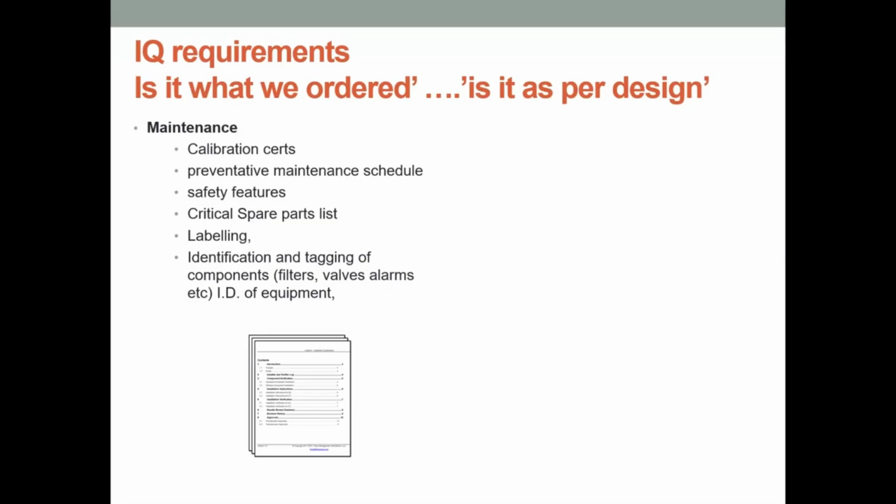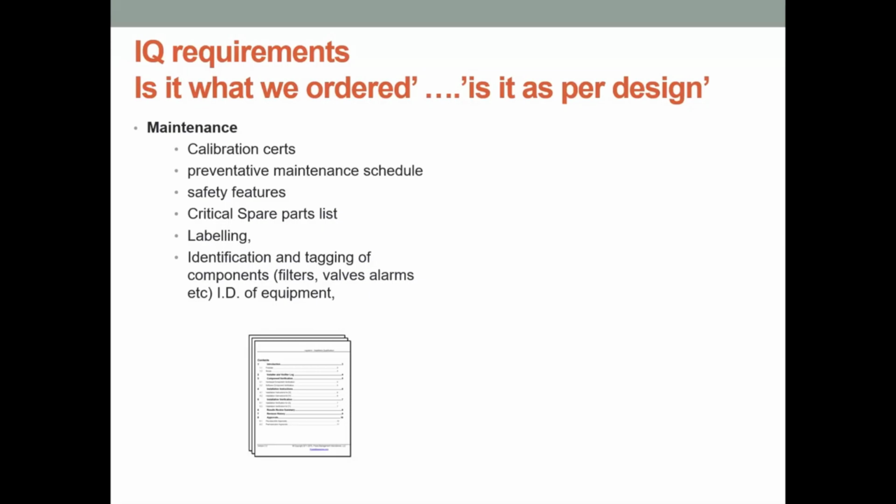So then the maintenance side of things. Have we got our calibration certs? Have we put in place a preventative maintenance schedule? Do we know the frequency of things that are probably going to need checking and inspection and replacement? Have we got those parts available for us? Have the safety features been checked? If there are emergency stop buttons, have they been checked? Does everything work as it should? Do we need to do risk assessments for any of the operation of this piece of new equipment or facility or utility?